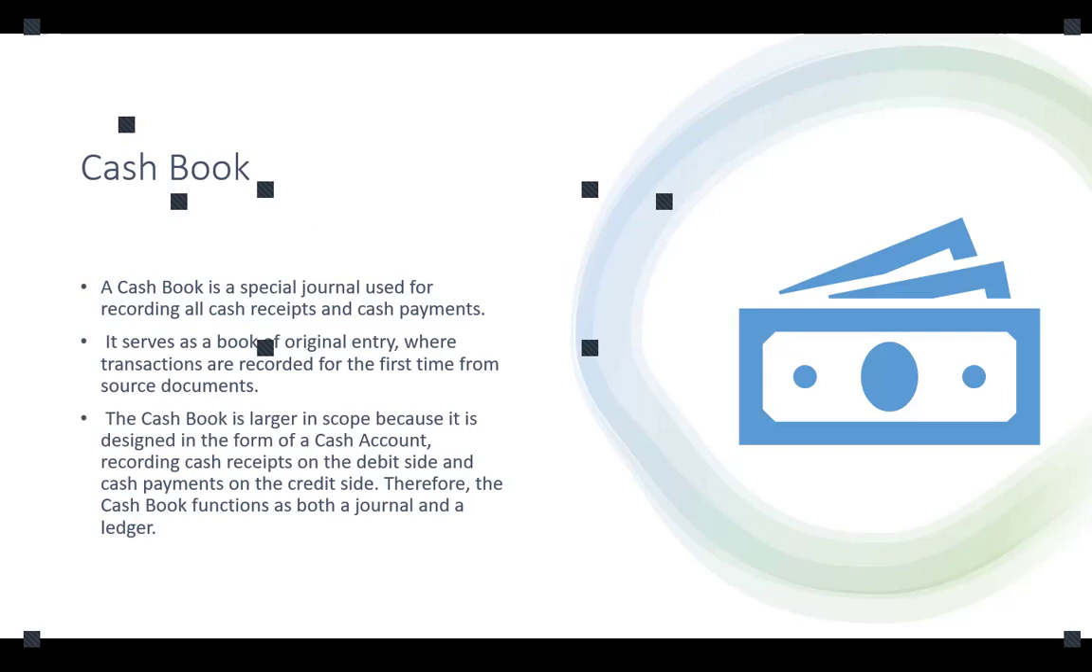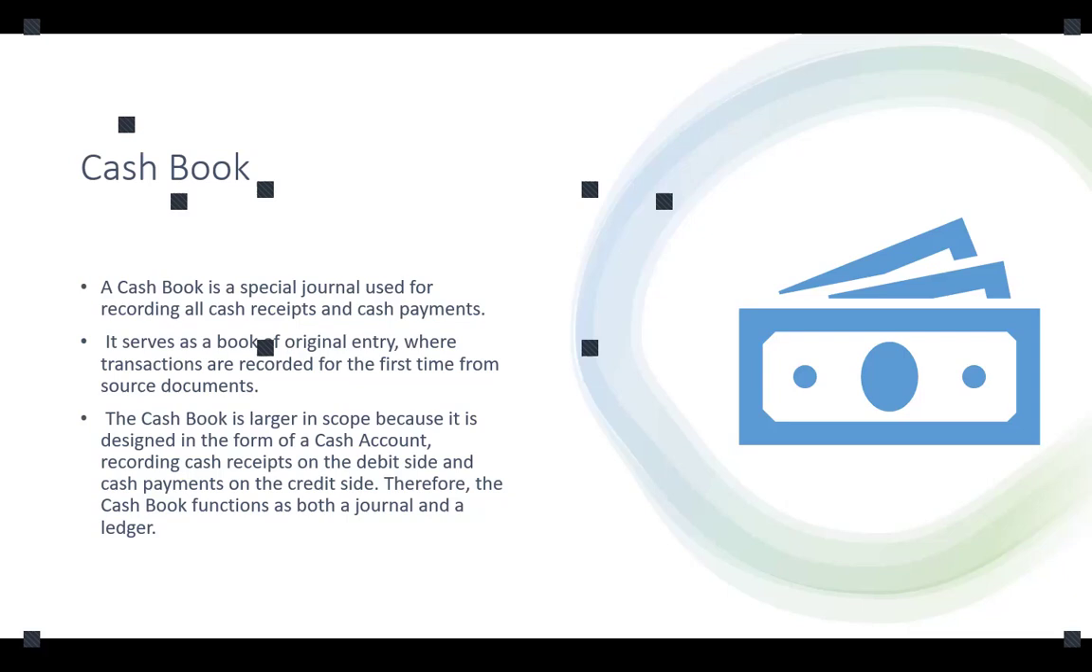The cash book is larger in scope because it is designated in the form of a cash account, recording cash receipt on the debit side and the cash payment on the credit side. Therefore, the cash book functions as both a journal and a ledger.